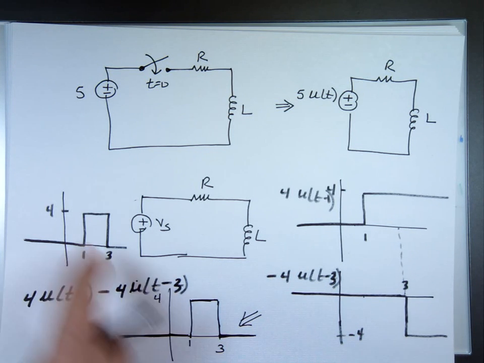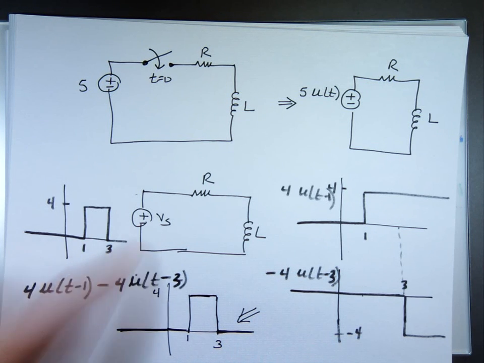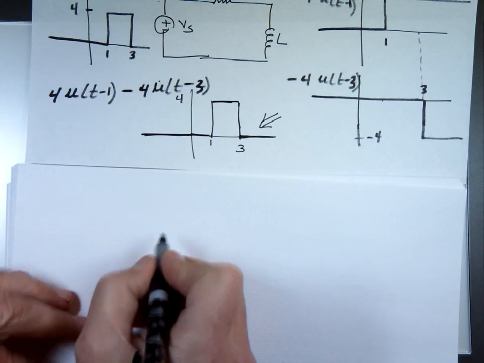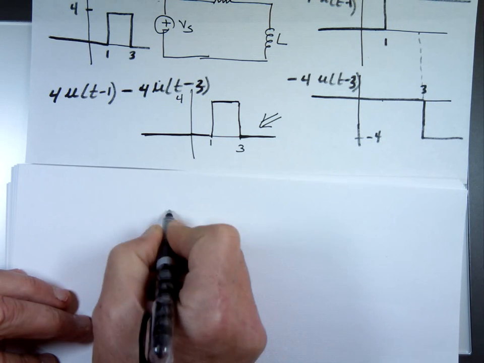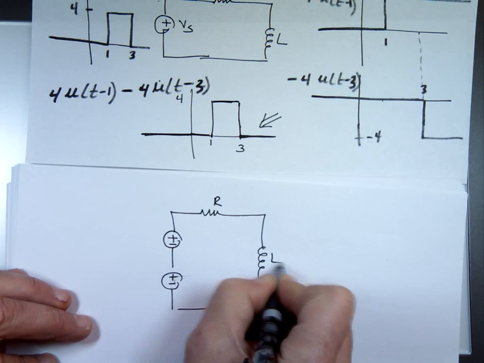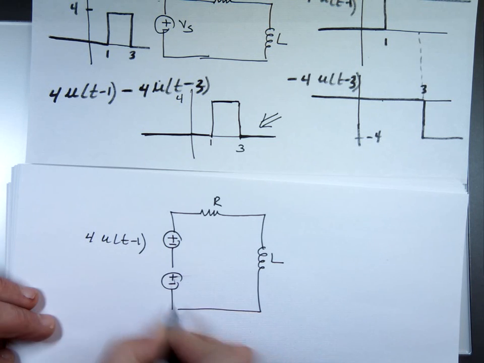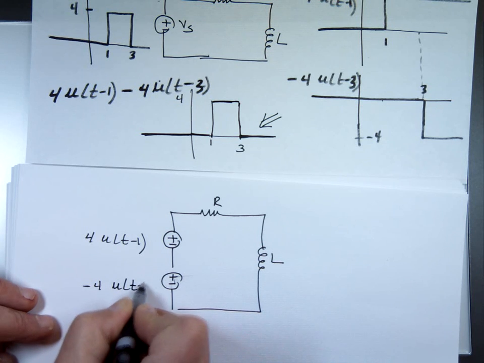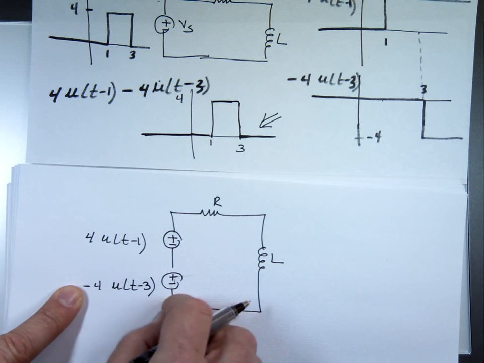So I can replace that source now with these two sources. Instead of drawing that switch there, let's put these two functions. So that circuit now, I can rewrite as 4 u sub t minus 1. This is negative 4 u sub t minus 3. Or if I don't want to put the minus, I can flip this, put the minus on the top, the plus on the bottom, make that a 4 here.